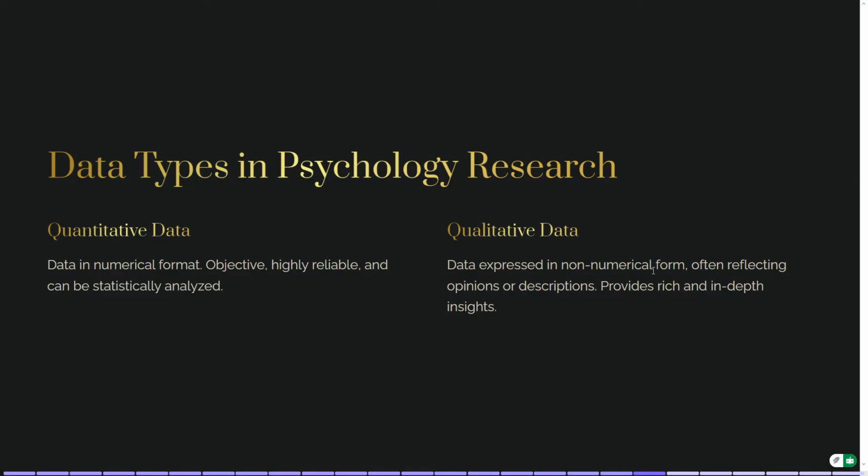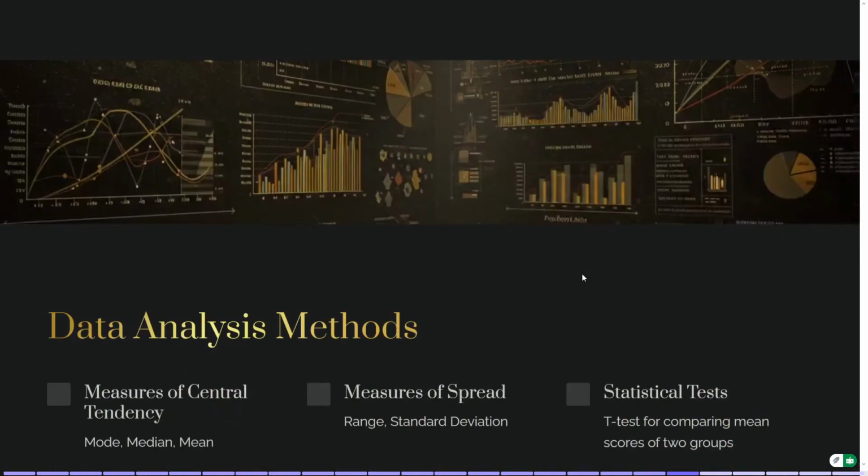Qualitative data, on the other hand, is non-numerical. It is in-depth description and explanation. It provides rich in-depth insight. However, it can be subjective when you want to interpret it.